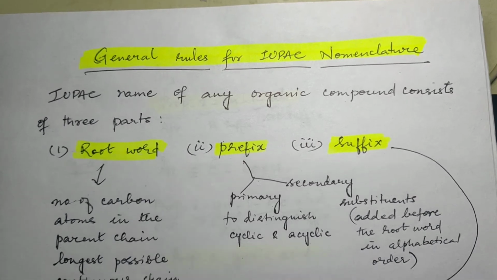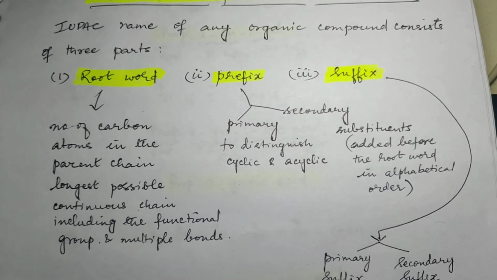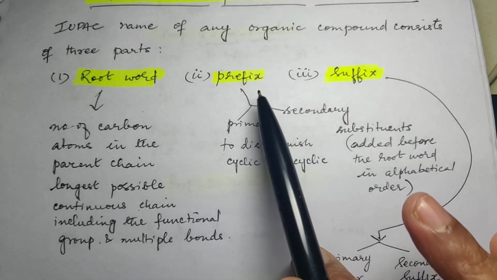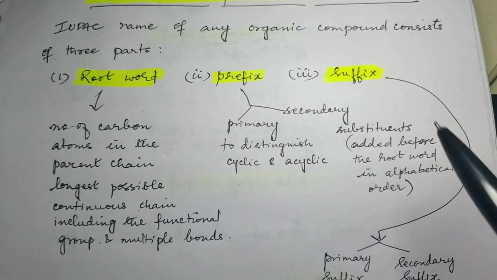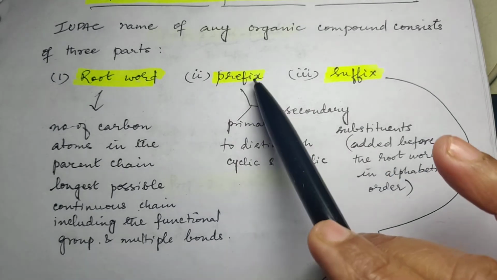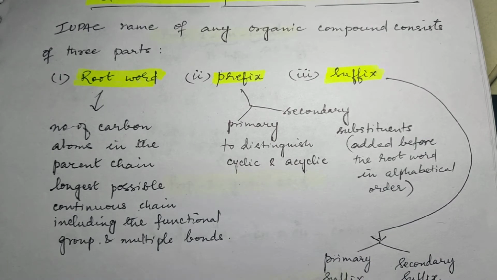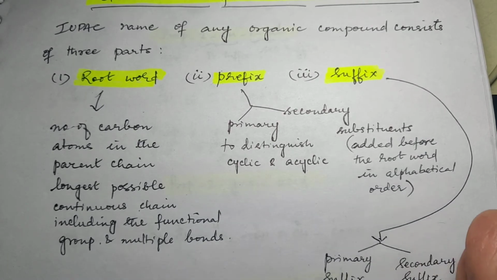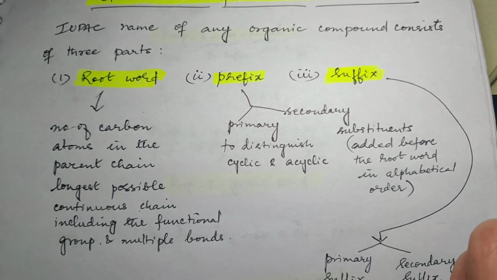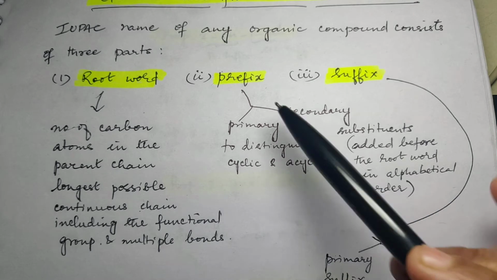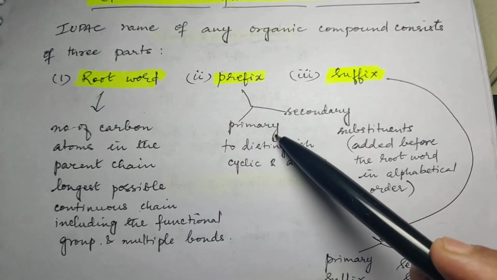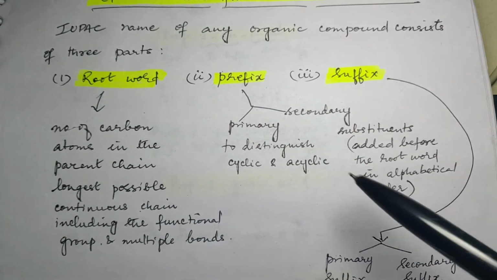Now, once you have identified the root word, then come to prefix and suffix. Prefix, as the name suggests, root word की left side जो होती है वो prefix है और root word की right side जो होती है वो suffix है. ठीक है? P comes first, S comes next. So suffix will be after the root word and prefix will be before the root word. Have this in mind. Now this prefix is again of two types, primary prefix and secondary prefix.